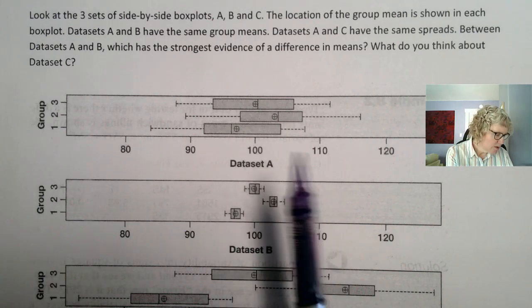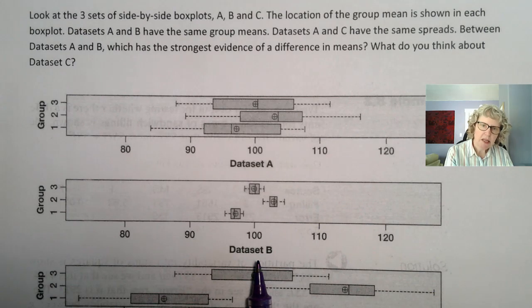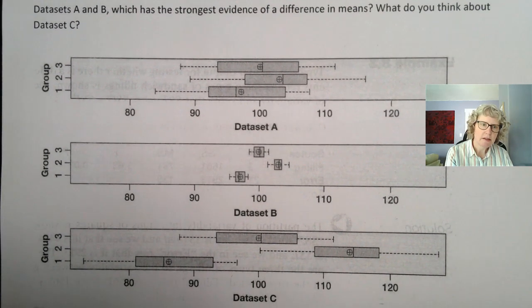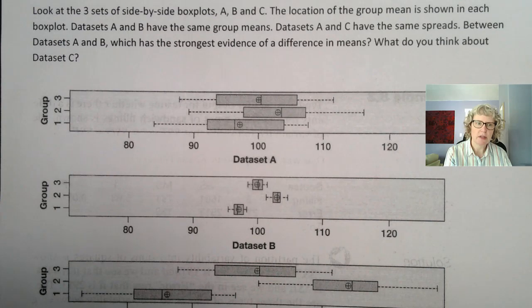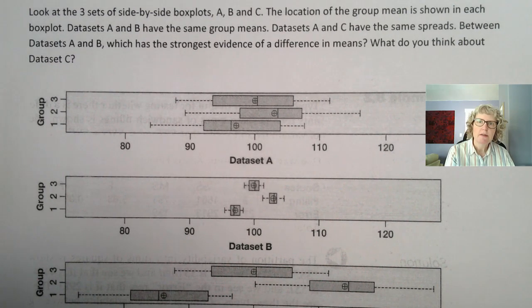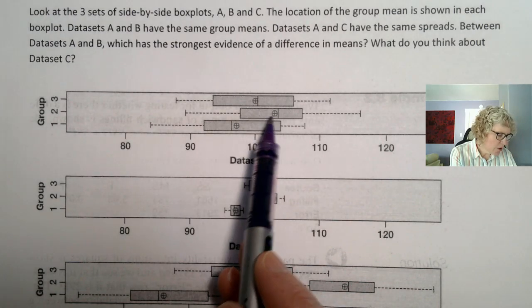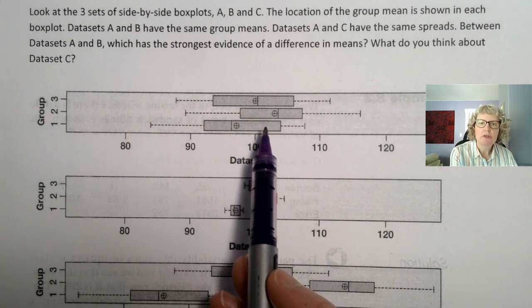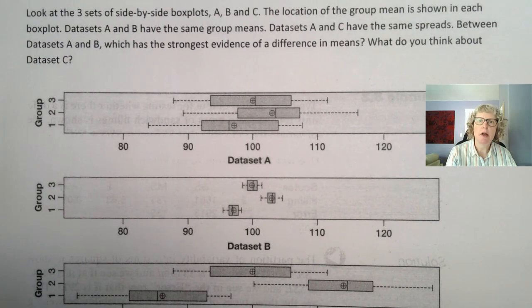So notice here, dataset A has 3 groups in it, and dataset B also has 3 groups in it, and dataset C also has 3 groups, okay? Now we have some certain characteristics I really liked about this image. Also, just like I did before, they have marked the mean inside each box plot, so you can see how the mean compares to the box plot.